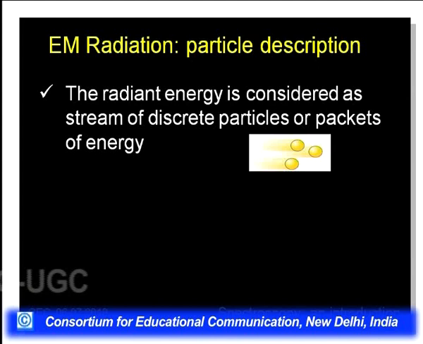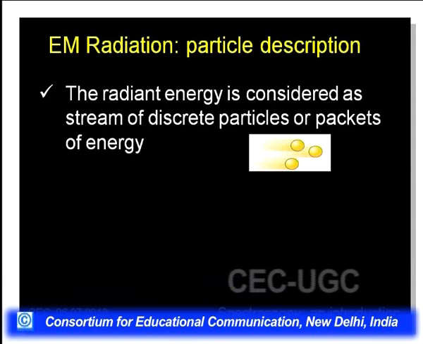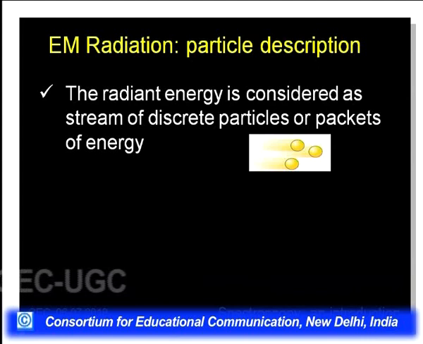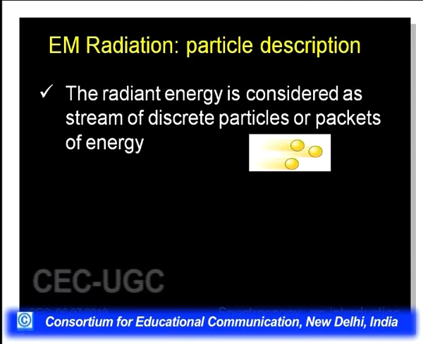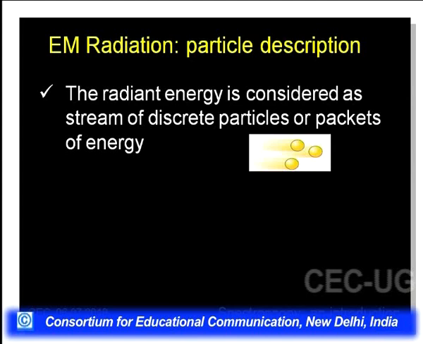Okay, let's go further. I mentioned earlier that there are two kinds of descriptions we have for EM radiation. What we discussed so far is the wave description of that. If it is a wave, how do we characterize that? The second description happens to be the particle description. According to that, EM radiation, which carries a transfer of energy, is considered as a stream of particles. That means one description is that we have a wave. The second description is that it's a stream of particles. That means there are certain particles called photons. They are the ones which carry energy. That is a particle description or a quantum mechanical description.